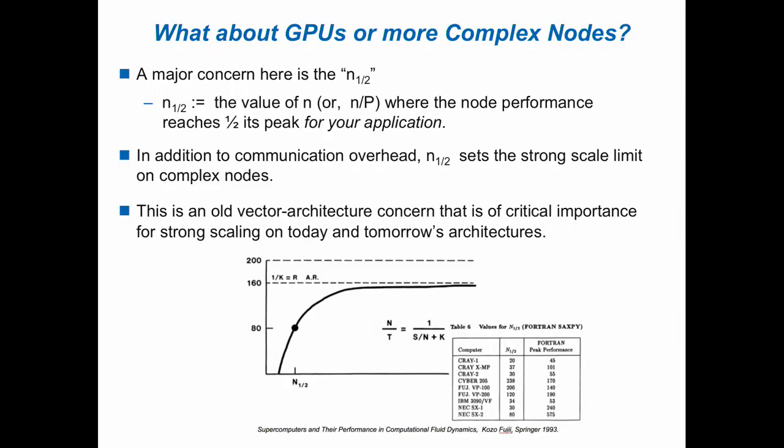So the question is, what about more complex nodes? GPUs are more complex nodes. And a major concern here, which does not get a lot of airtime, is n sub a half. There was a guy at Argonne, he's now gone, Jed Brown, but he mentioned n sub a half to me 3 years ago. I thought, yeah, okay, I could kind of see that. But it wasn't until a year ago that I realized, oh, actually, it's everything.